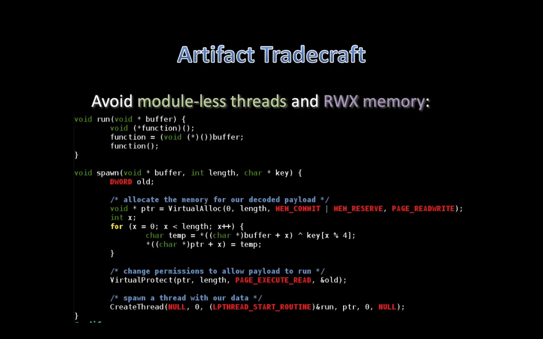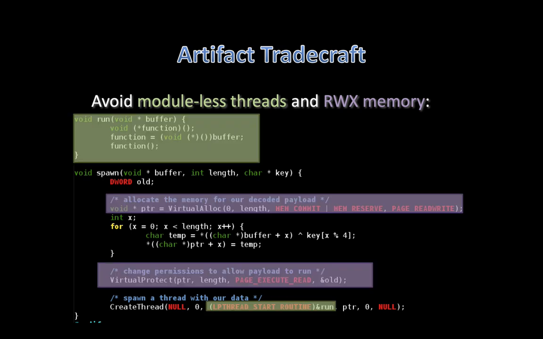I want to close out with a few thoughts on artifact tradecraft. I recommend that you avoid the use of RWX memory and threads which have a start address that is not associated with a memory mapped DLL or your executable itself. And by that, I mean modulus threads. Here's how I meet these goals in one of the artifact kit executables. I allocate memory that has read-write permissions, do my thing, and then flip it over to read-execute when I'm done.